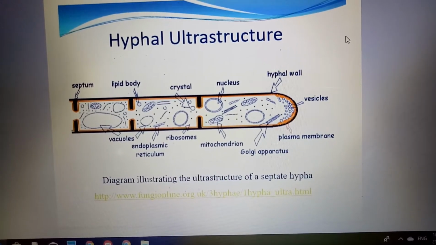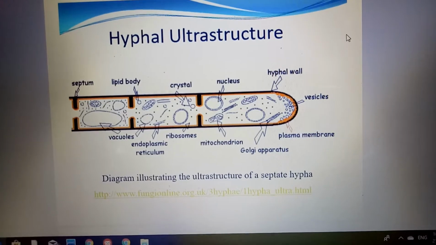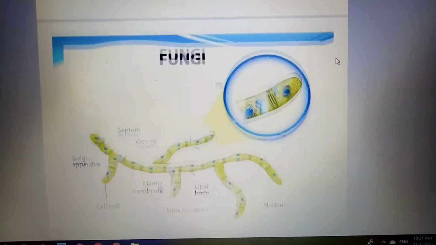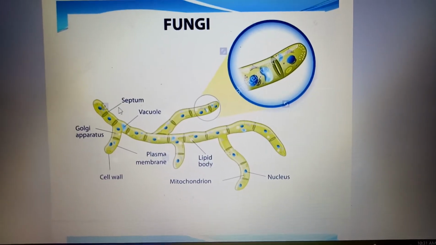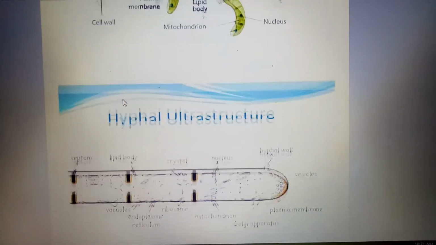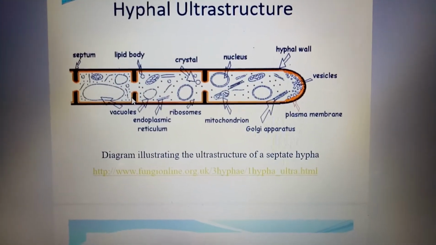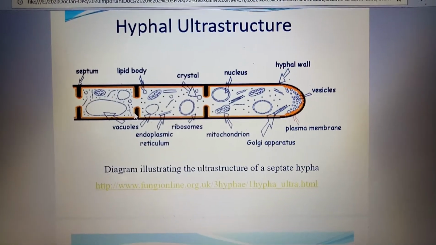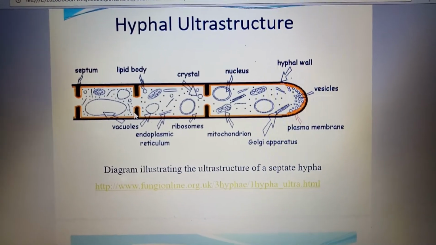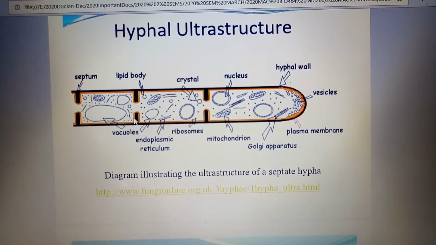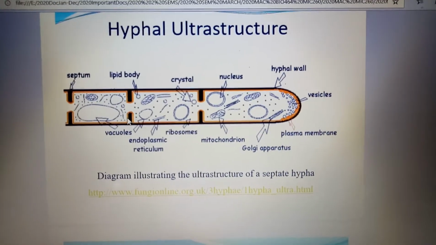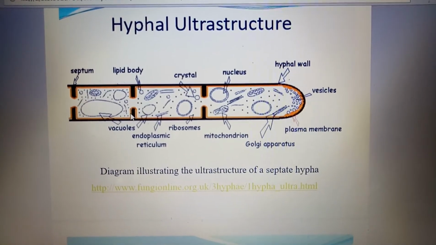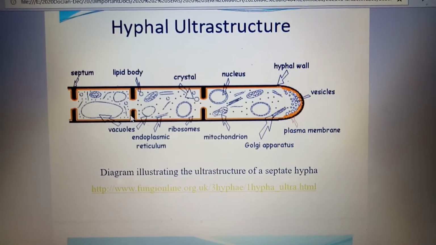This is a diagram illustrating the ultrastructure of a septate hypha. As you can see, this is a septate, or septum, on the left-hand side. This is the detail about this septum. This is the complete overall ultrastructure. Please take note, you must recall every single label here, for example, crystal, nucleus, hypha, and so on.